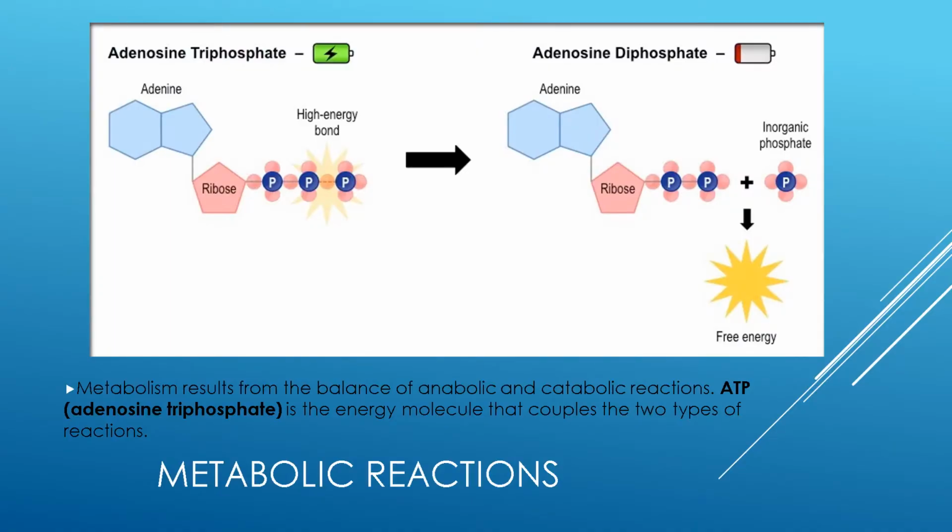Now, metabolism is an energy balancing act between the catabolic and anabolic reactions. The molecule that participates most often in energy exchanges in living cells is going to be ATP, adenosine triphosphate. This is our energy molecule. So ATP couples energy releasing catabolic reactions to energy requiring anabolic reactions.